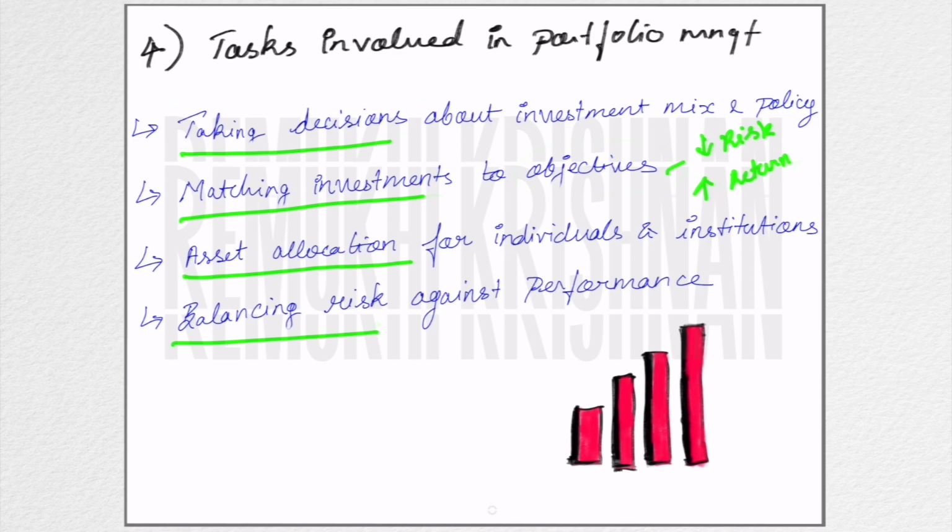One is taking decisions. What decisions? About the investment mix and policies, and matching the investment against the objective. So what is the objective here? The objective is to lower the risk and maximize the return, then the asset allocation for individuals and institutions, and finally balancing risk against performance.